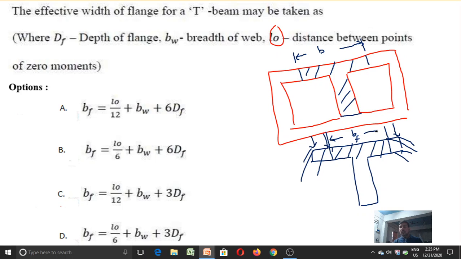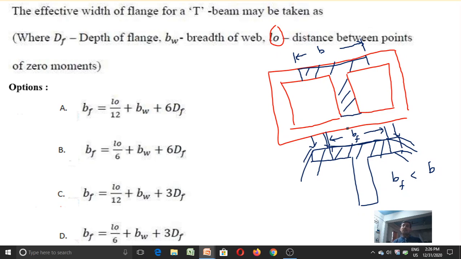Bf is the effective width of the beam, right? Bf is always less than the actual width of the T beam. If you now compare, this is the actual width of the beam and this is the effective width of the beam. If you observe, our Bf is less than B. The effective width of the T beam is always less than the actual width of the beam.